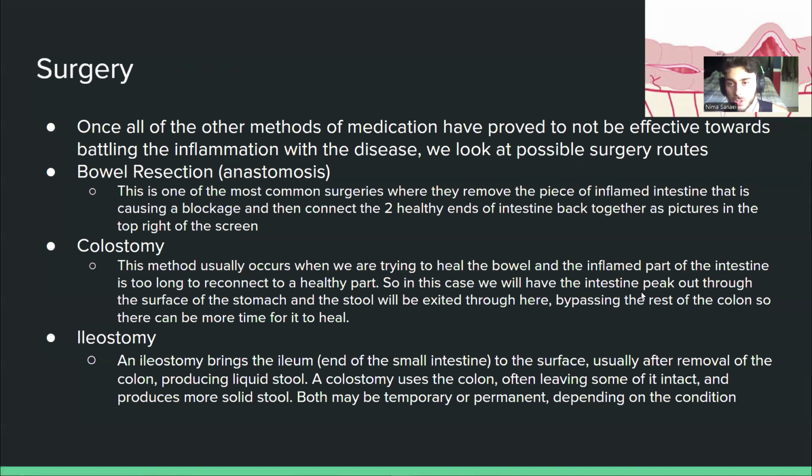That varies from patient to patient. So in the case that this piece of stricturing intestine is too long, where they can't reconnect two healthy ends back together, that would lead us to have a colostomy or an ileostomy in place.